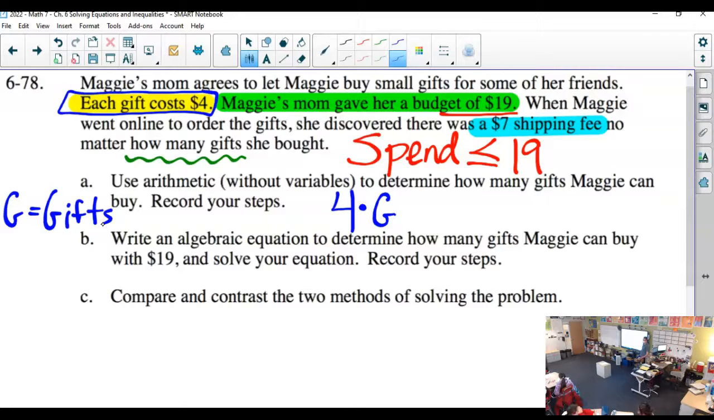But then she has to pay something else. Man, if you're not a Prime member... Franco, if that's an extra shipping fee, is that going to add or subtract to what I spend? It's going to add, plus 7. That still is going to need to be less than or equal to 19. Work with your team to figure out how many gifts she's allowed to buy.